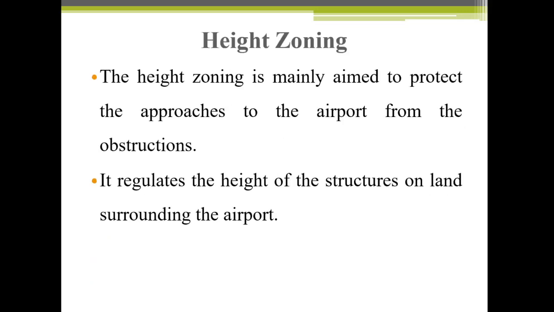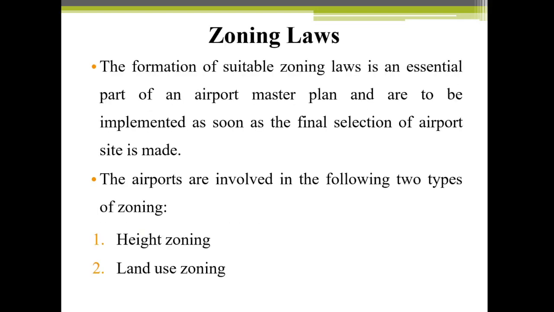Now we will see what is height zoning. What is the main objective of the height zoning? The height zoning is mainly aimed to protect the approaches to the airport from the obstructions. It regulates the height of the structures on the land surrounding the airport. Means these height zoning laws help us to make some standard heights. We have seen the conditions, the height should not be more up to 4.5 kilometers.